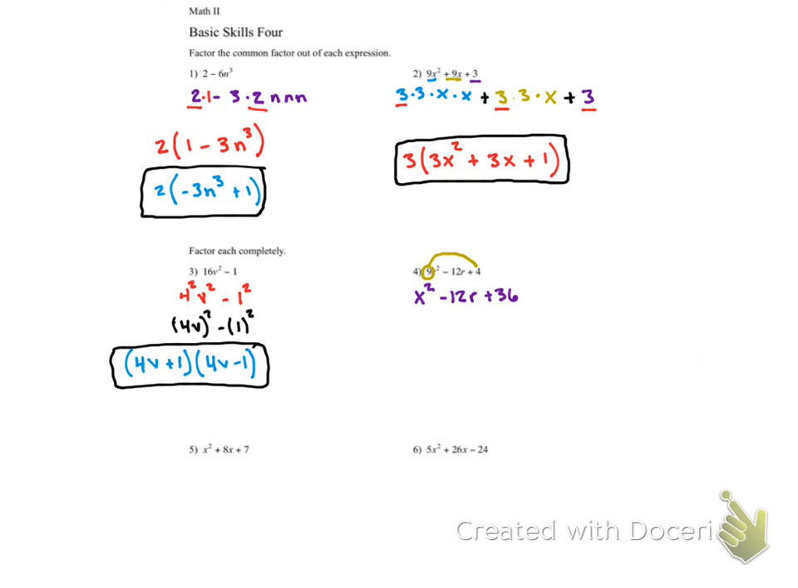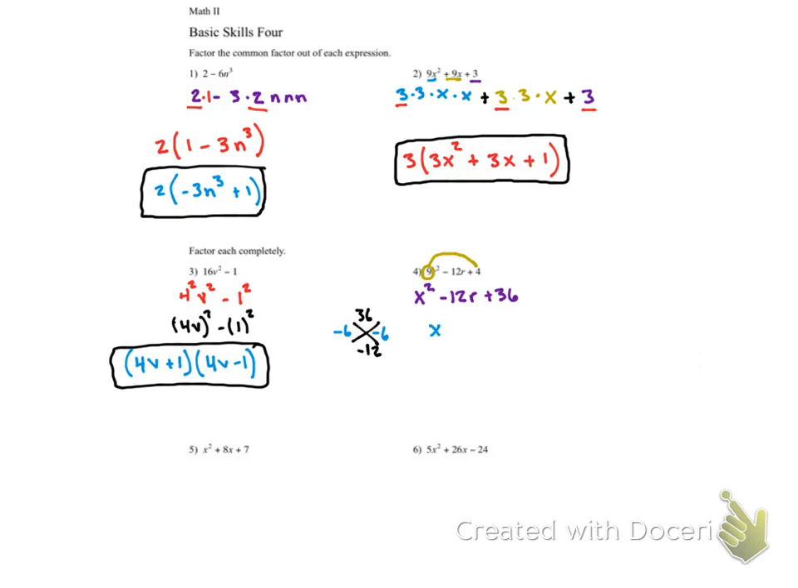Okay, and then we do our diamond method. Here's our diamond. It's an X. I don't know why they call it a diamond. 1 multiplies up to 36 and adds to negative 12. And that's going to be negative 6 times negative 6. All right, negative times a negative is a positive. And then that negative plus a negative is a negative.